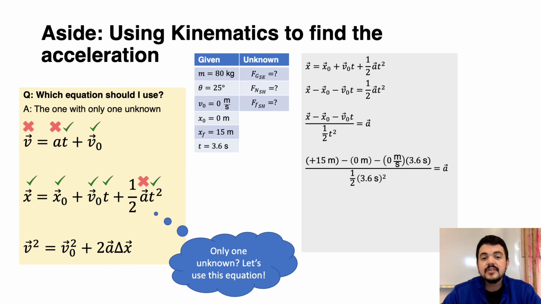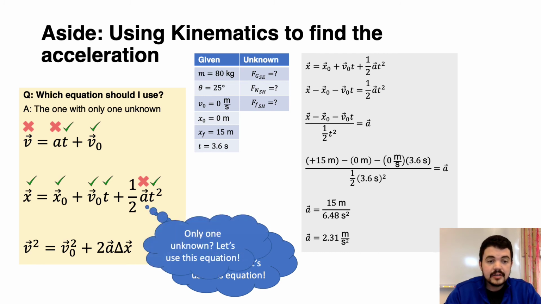3.6 seconds squared. Plugging that all into a calculator, or simplifying that a little bit first, that just does reduce down to 15 meters in the numerator and 6.48 square seconds in the denominator, and then 15 divided by 6.48 gives us an acceleration of 2.31 meters per second squared. And so now we have our acceleration.